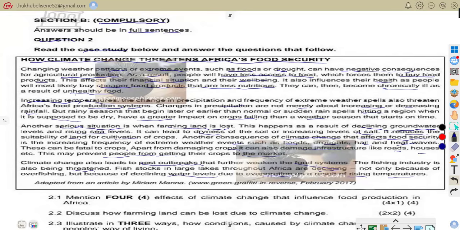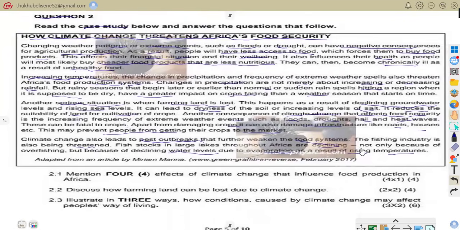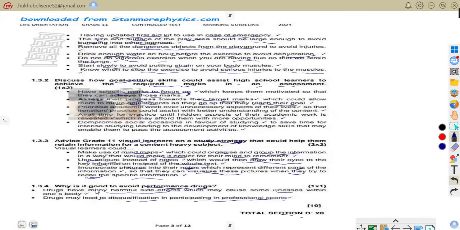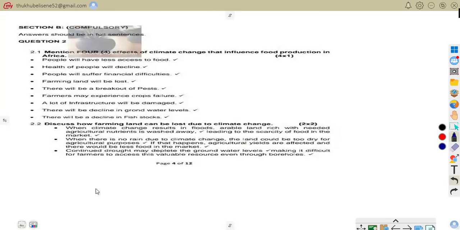So this is a case study. Now we are to answer the questions. As the first one says, 2.1, mention four effects of climate change that influence food production in Africa. So we do have our answers that we can go through. This is our Section B. Remember, we have said it's compulsory. So it says, mention four effects of climate change that influence food production in Africa.